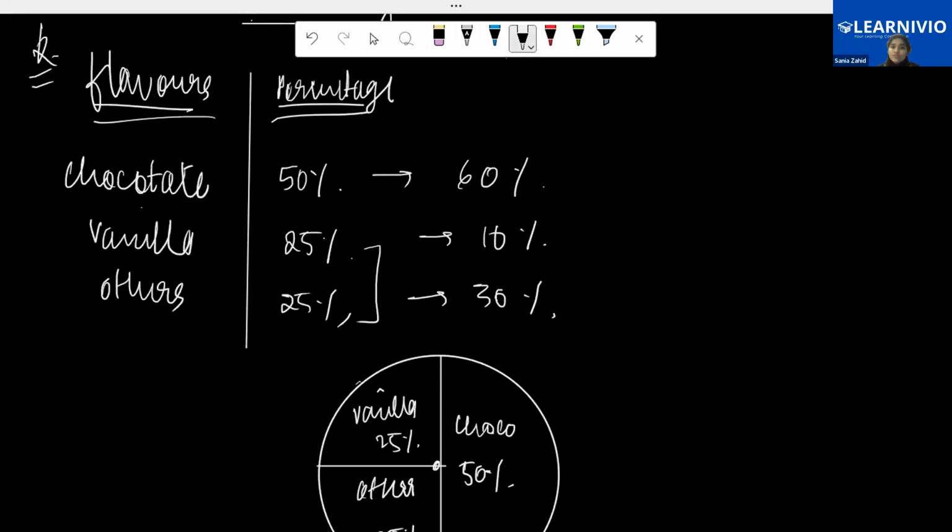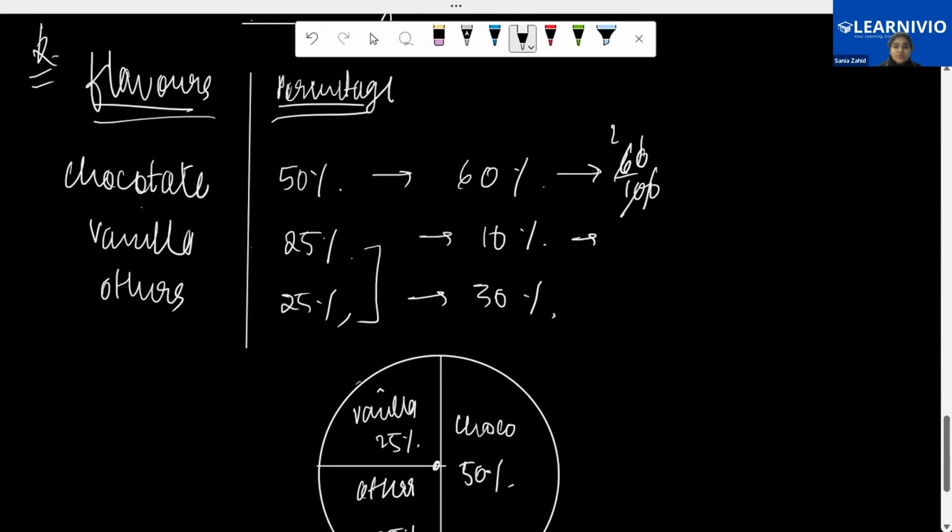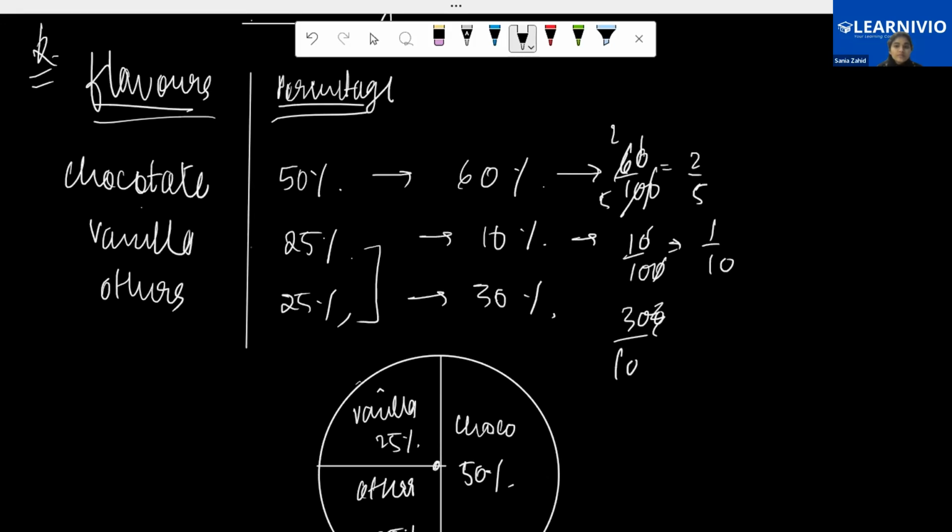So first to find the angle, you find the fraction. Can you find the fraction of this? What is the fraction of 60? 60 by 100. Very good, 60 by 100. What is the fraction for 10%? 10 by 100. So it becomes 2 by 5 first of all. This becomes 10 by 100, which is 1 by 10. And this becomes 30 by 100, which is again 3 by 10. Right. So this is the fraction.